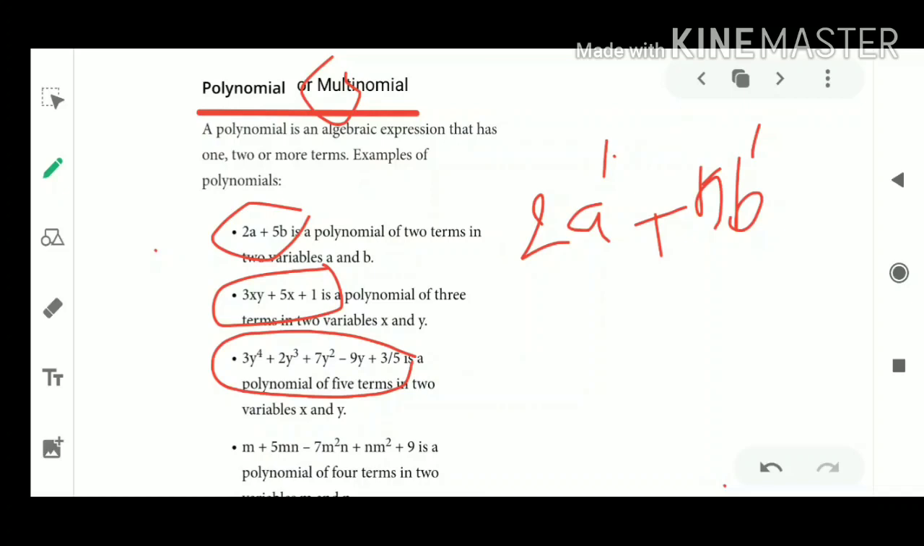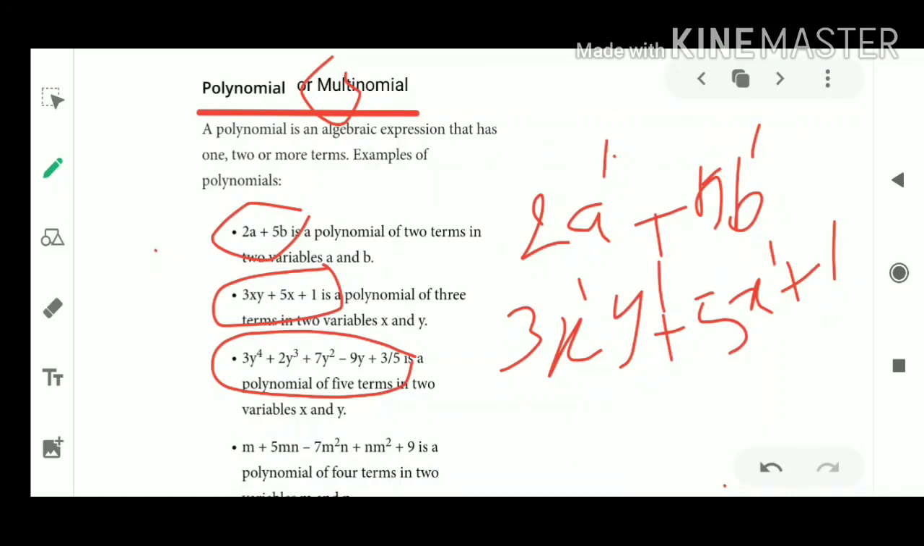And here also, see 3xy plus 5x plus 1. Here also, 1, 1, 1, all are whole numbers only. Next, the last one also, in this also 1, 1, here power 2, like that. 9 power how much? 9 power is 0. Okay, it is a constant.